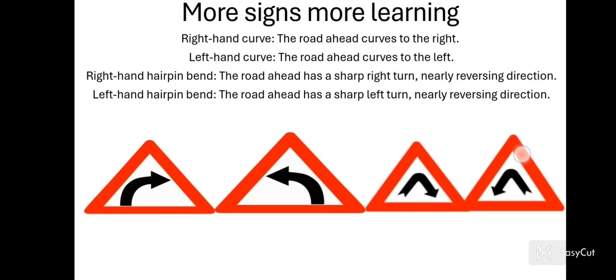Now this sign is right here. This is a right hand curve. The first sign. The road ahead curves to the right, meaning it tells us to take a curve to the right on this road.